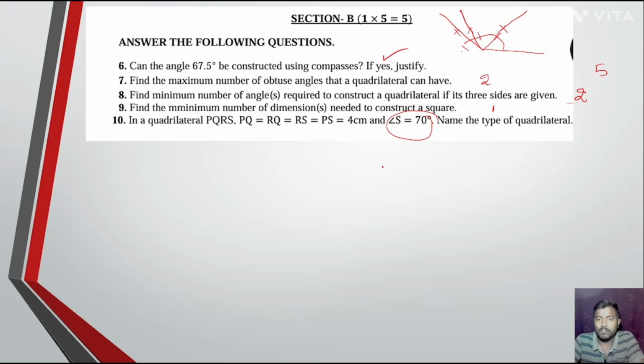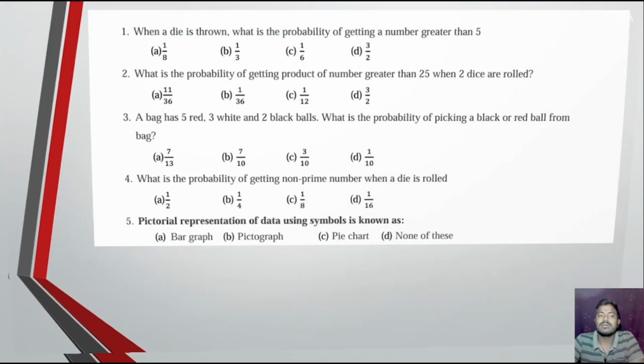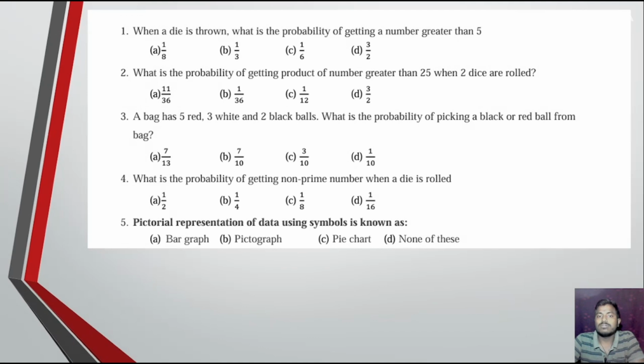Okay. Next. When a die is thrown, what is the probability of getting a number greater than 5? Greater than 5 means only 6 is there. So 1 divided by the total, which is 6. So 1 by 6. Okay.